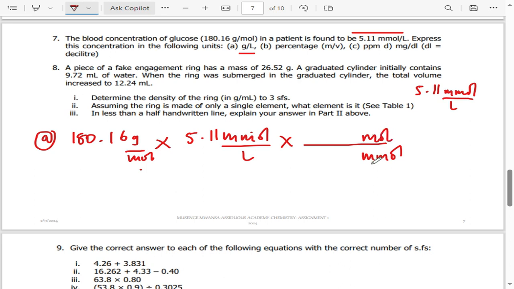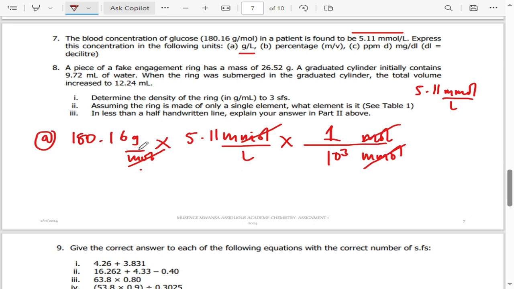A mole and a millimole, which one is bigger than the other one? A mole is bigger than a millimole. Remember the units that I had written earlier? Milli means -3. But because I have put a 1 in front of a bigger unit, I'll just use +3. So this millimole will cancel with a millimole. Mole will cancel with mole. So the answer will now remain in grams per liter. So let's just multiply this.